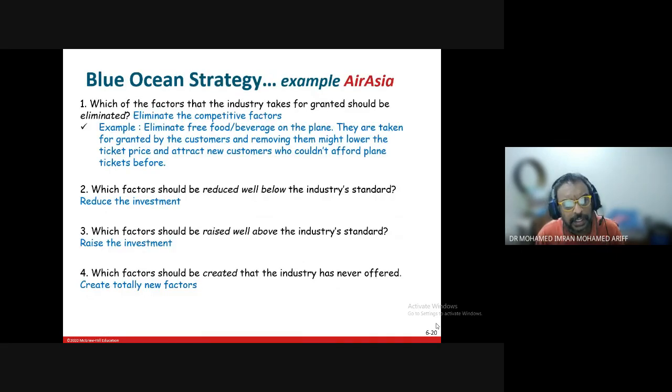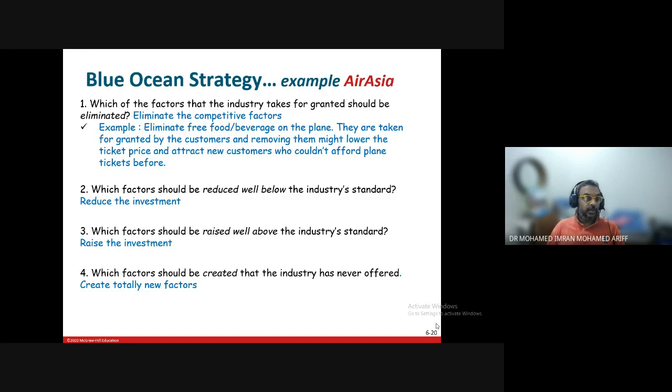Okay, so we take the example of AirAsia. Kita cuba jawab soalan, ada 4 questions here. So which of the factors that the industry takes for granted? So industry AirAsia is flying lah, airplane flying lah. If we were to answer the first question, example dia ialah eliminate competing factors, which is you eliminate free food.